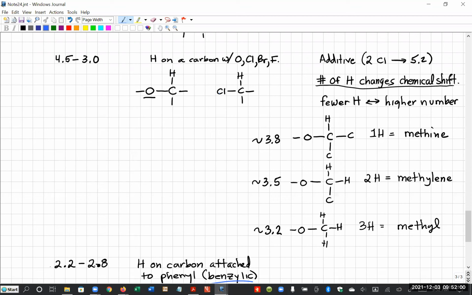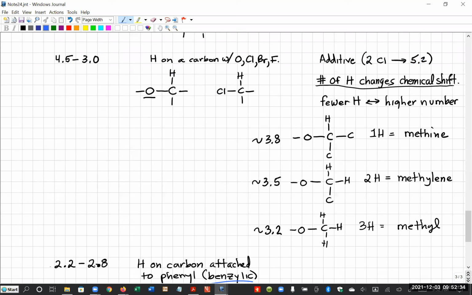The other issue with these is that they are additive. This is like an electron withdrawing effect. It's changing the electron density around the hydrogen. And so if you had, for example, 2 chlorines on the same carbon, those hydrogens would now not be between 4.5 and 3.0. They would be higher. They would be up about 5.2. And 3 chlorines, actually, there's only one molecule that has that. It's called chloroform. And that's like 7.2, 7.3. I can't remember the exact number, but something like that.